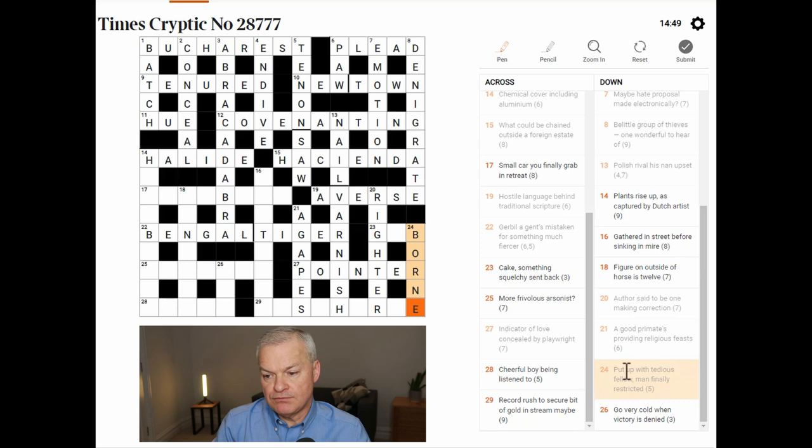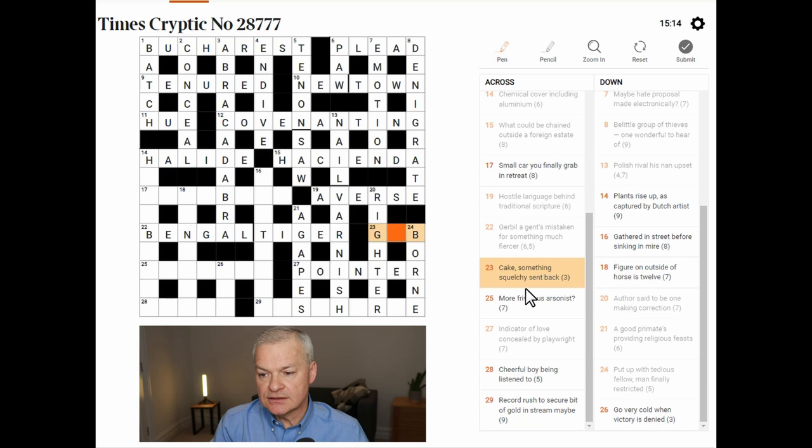So put up with, put is one of these words which can be present or past tense. For the purposes of this clue, it's past tense. So put up with is born, past tense of bear. Tedious fellow is bore. And then man, finally, is the final letter of man, N, restricted by bore.